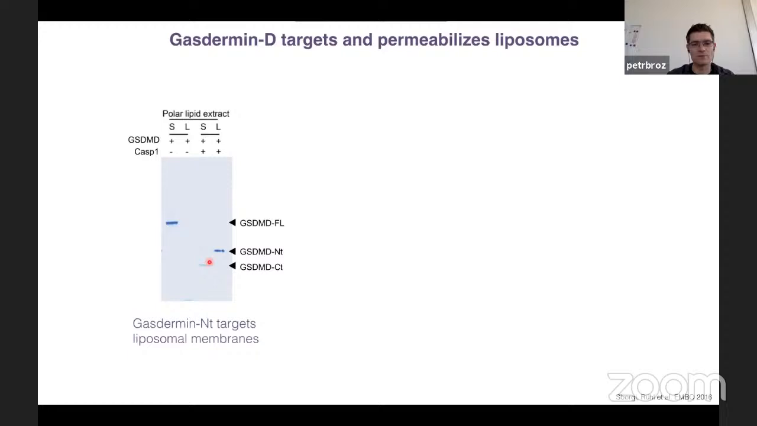And the N-terminus will associate with the liposomes. That would be the L lane here. And the C-terminus will stay soluble. So that would be the S lane here. So the N-terminus has this affinity towards membranes.